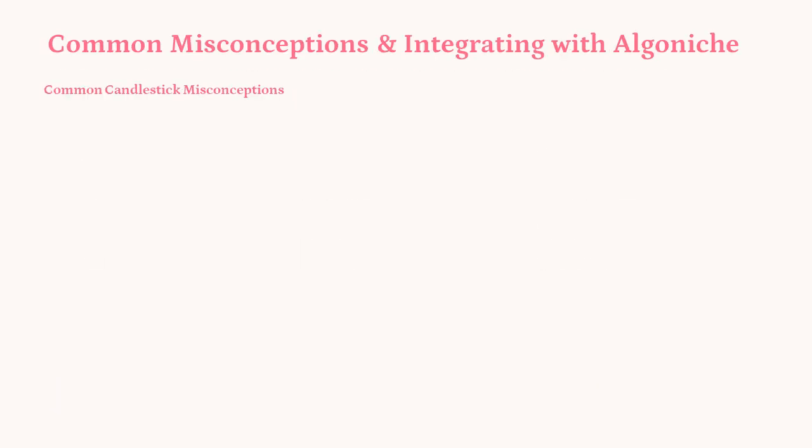Even experienced traders fall victim to misconceptions about candlesticks. Let me clear up the 6 most common ones. Misconception 1: every doji reverses the trend. I see this all the time. A trader sees a doji and immediately assumes the trend is about to reverse. That's not what a doji means.